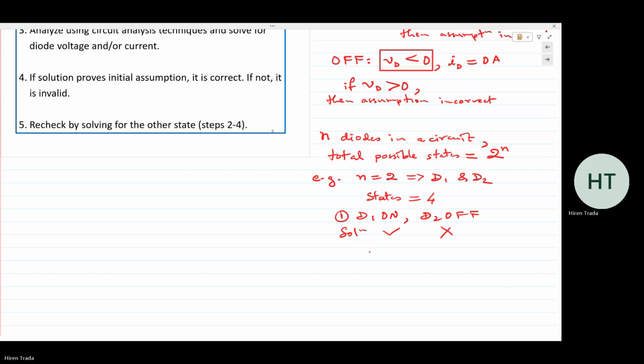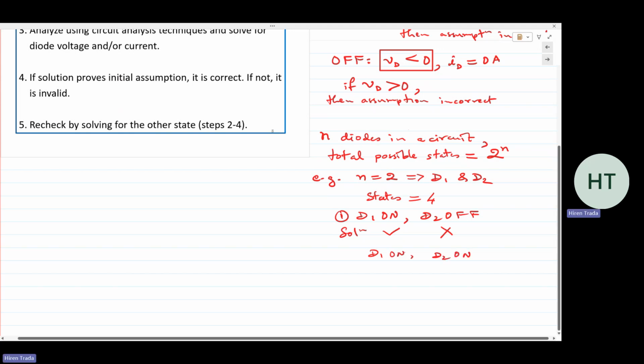So you have to do D1 on, D2 on. And now this time it could turn out that D1 on is incorrect and D2 on is correct. It's possible, depending on the circuit configuration. So then you have to test a third hypothesis. And you can quickly see the more diodes you have, the more unwieldy the analysis becomes.